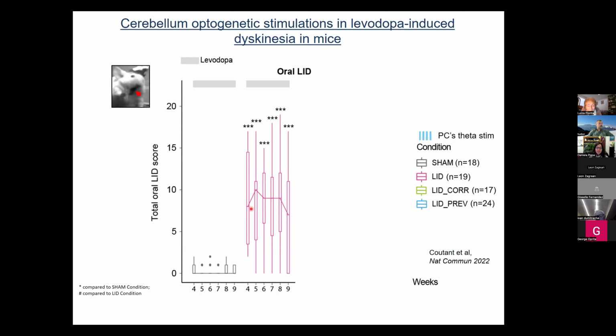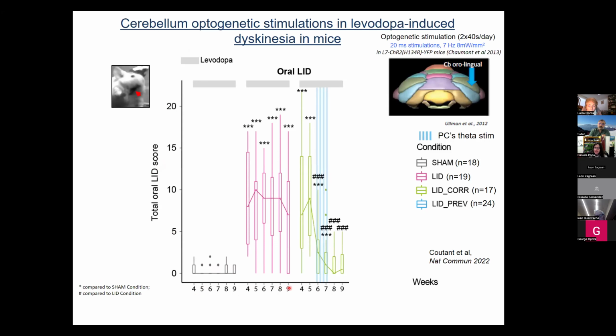So now we can look at the behavior. These are the dyskinesia, the orolingual dyskinesia. And we can see here, this is levodopa. Levodopa does not induce dyskinesia, so this is normal. But in the lesion mice, the animal model of Parkinson's, we have dyskinesia that is stable over weeks.